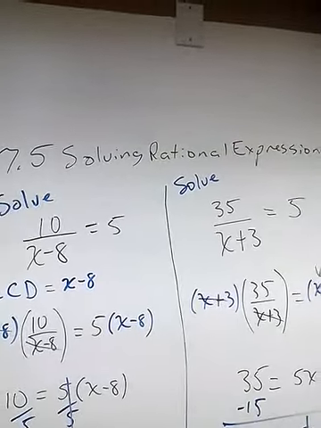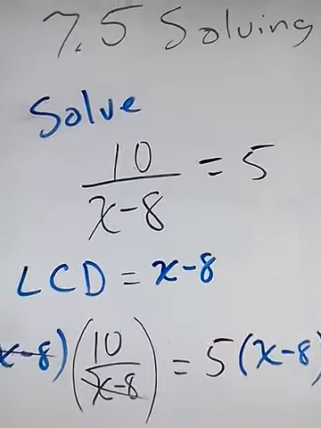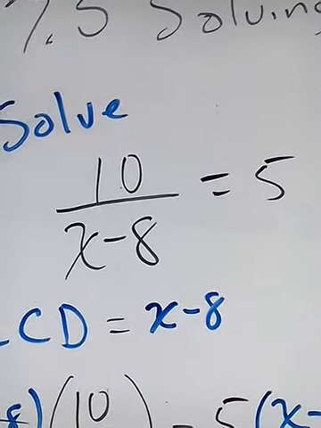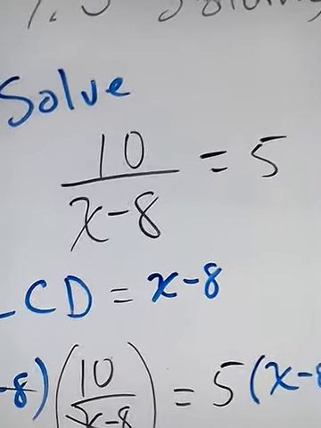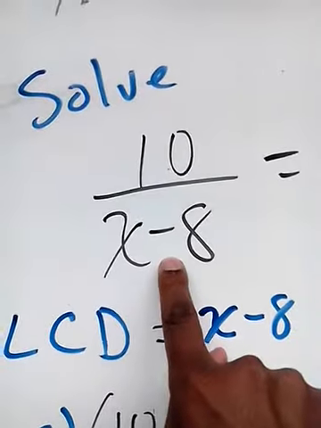Class notes and examples for solving rational expressions. In our first example, we have: solve 10 over x minus 8 is equal to 5. Well, again, we have to know what the common denominator is for this. We have x plus 8 as our denominator here.